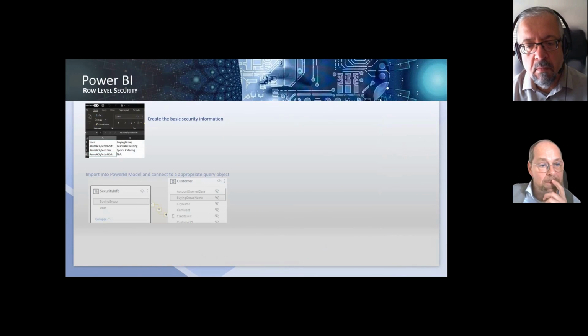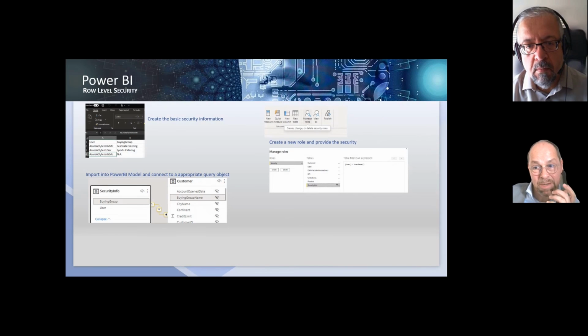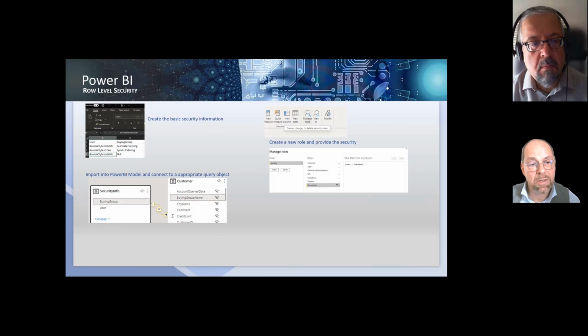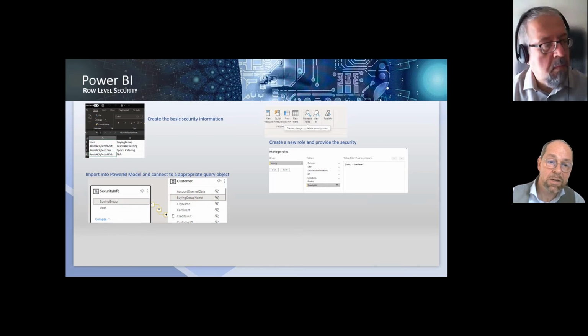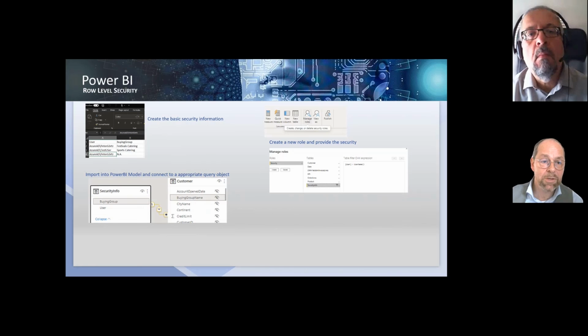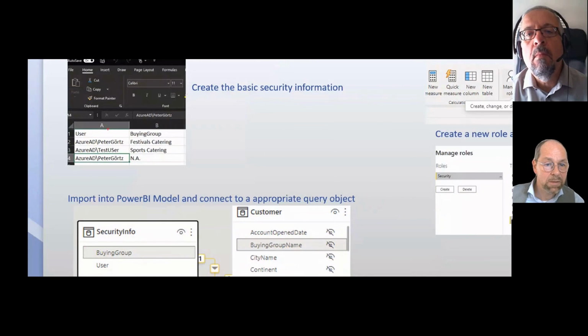And the next topic, a really interesting topic, is row-level security. Suppose that there are different users in your company who do not have permissions to see all data, but only the data for the sales groups or buying groups or customers that are assigned to them. Therefore, you need basic security information, where you can see who the user is and which buying groups this user is allowed to see.